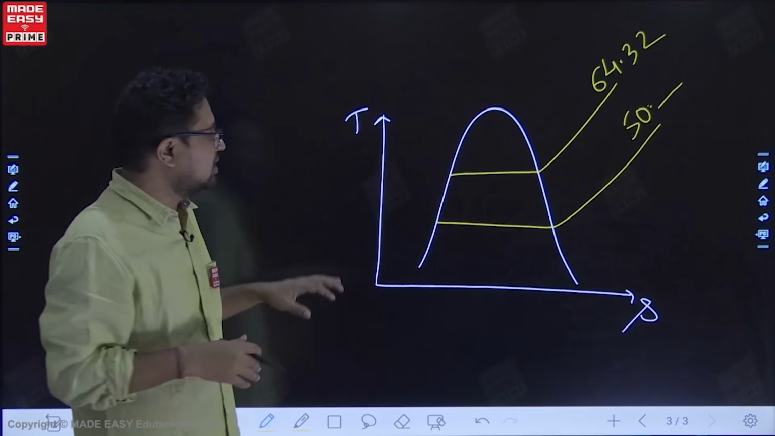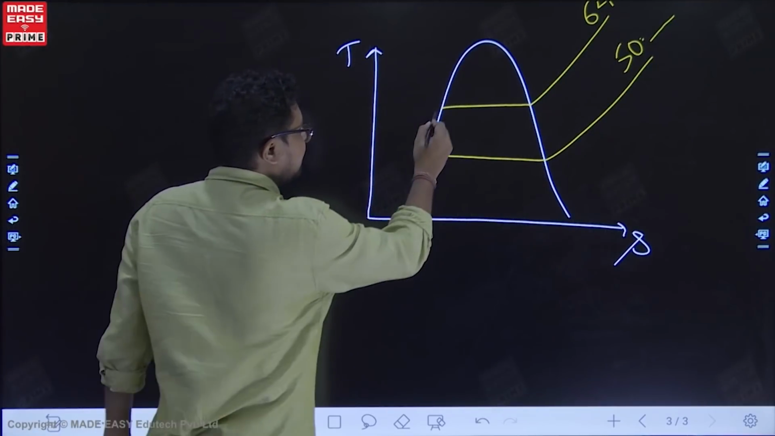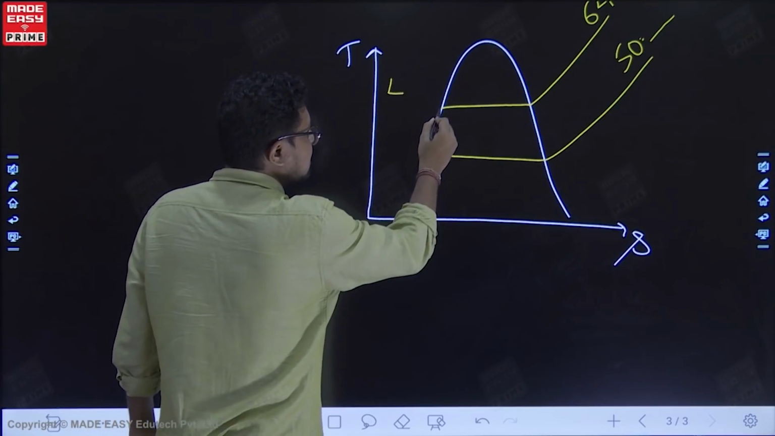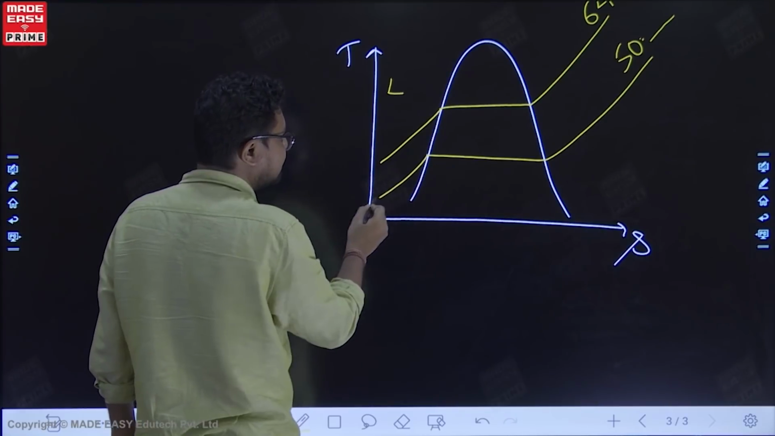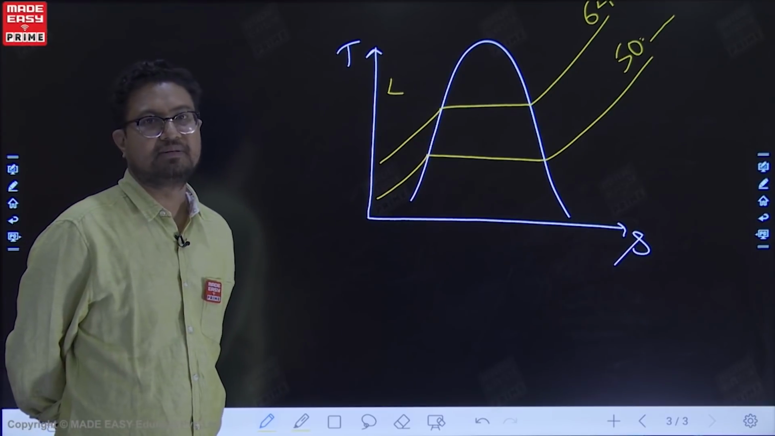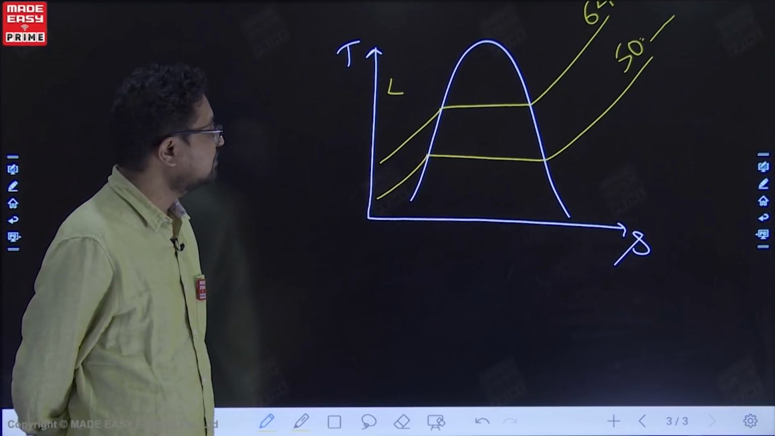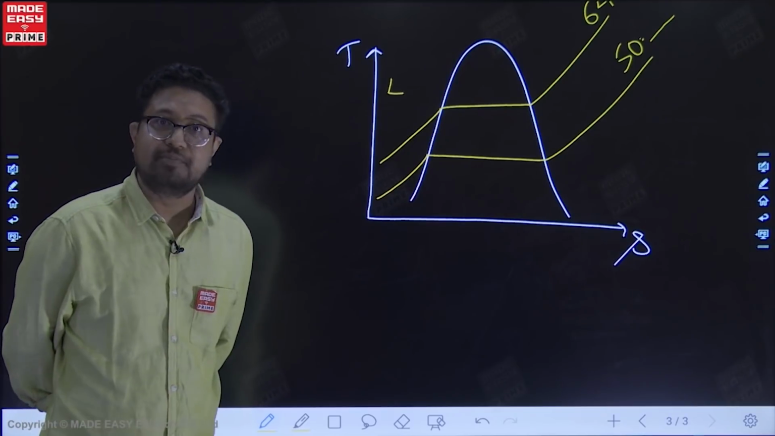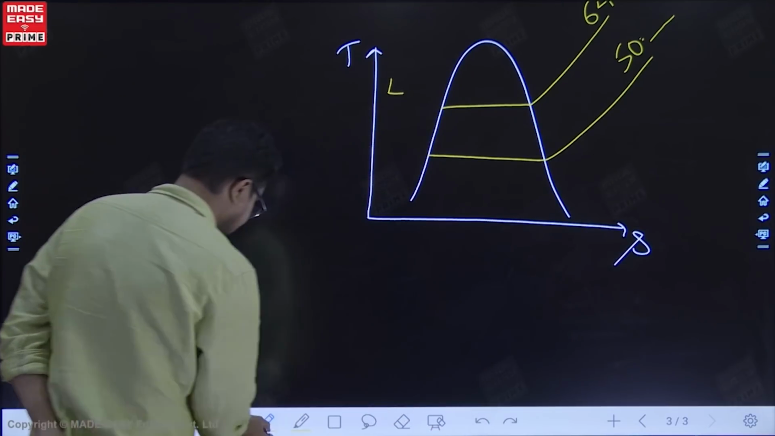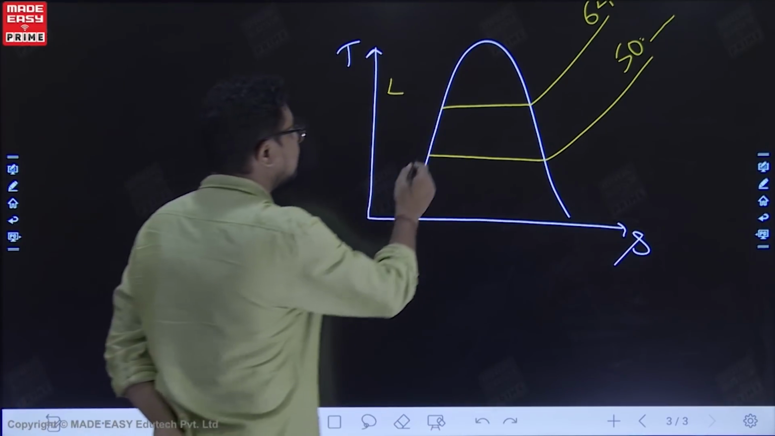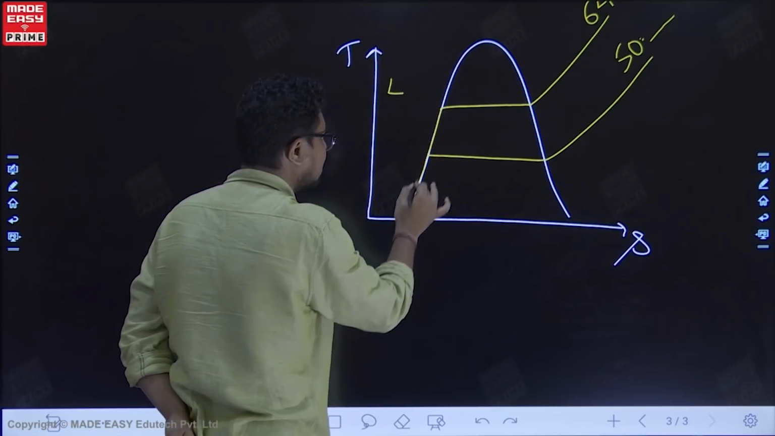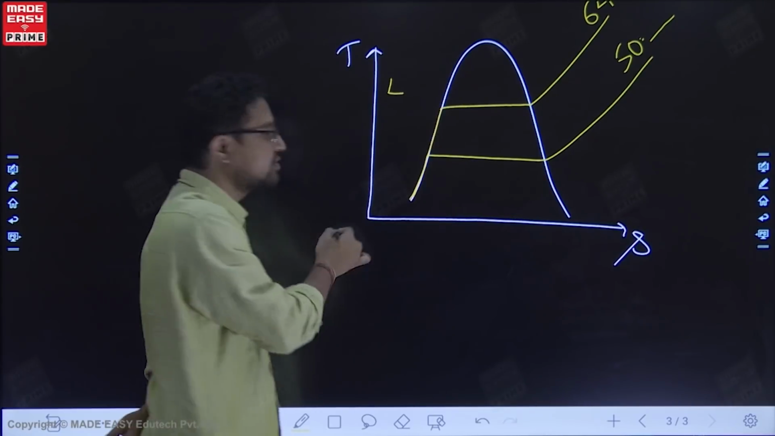When we draw the constant pressure curves in the liquid region, the subcooled liquid region, some of the books show the curves like this. Some of the books will show the curves like this, but some of the books, if you see, will show the curves like this. In this region, they will show the curves almost coinciding with the saturated liquid part.